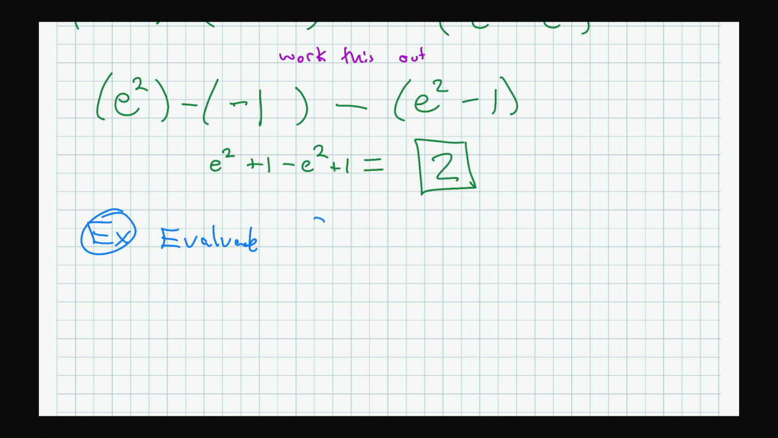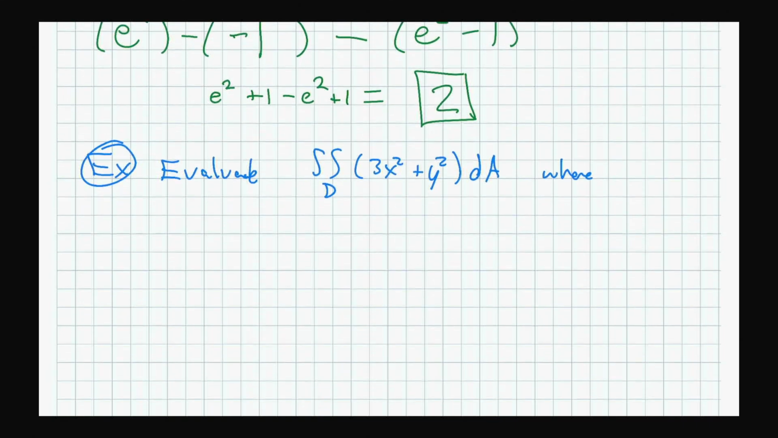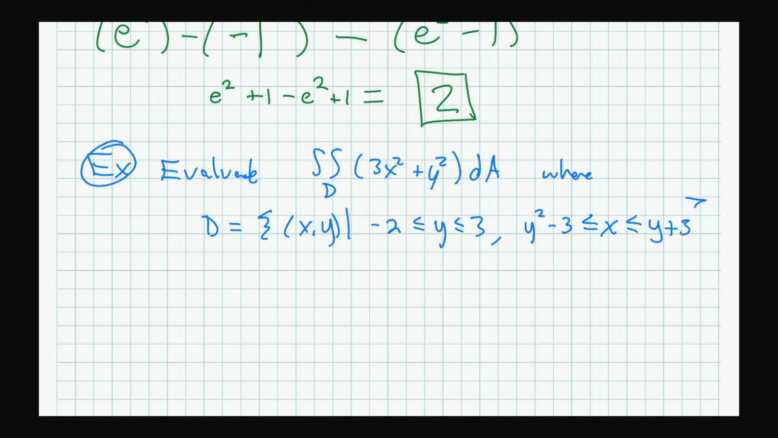Evaluate the double integral over D of 3x squared plus y squared dA, where, and they're kind of nice, it is nicer when they just list the region because you can go straight from this kind of description to your integral. So they say y is between -2 and 3, and then they say y squared minus 3 is less than x, less than or equal to y plus 3.